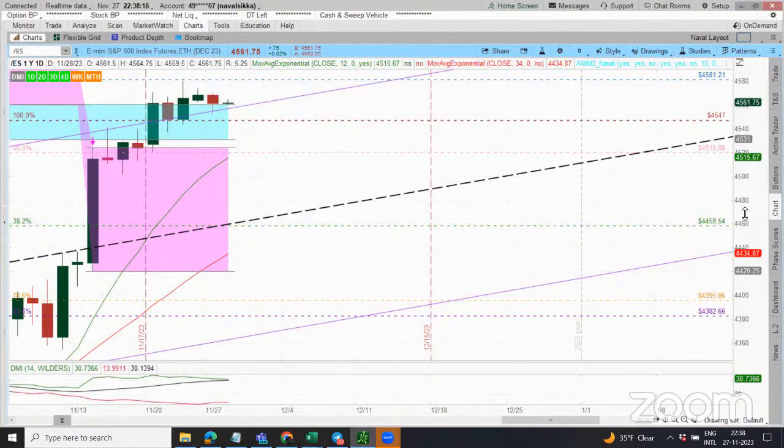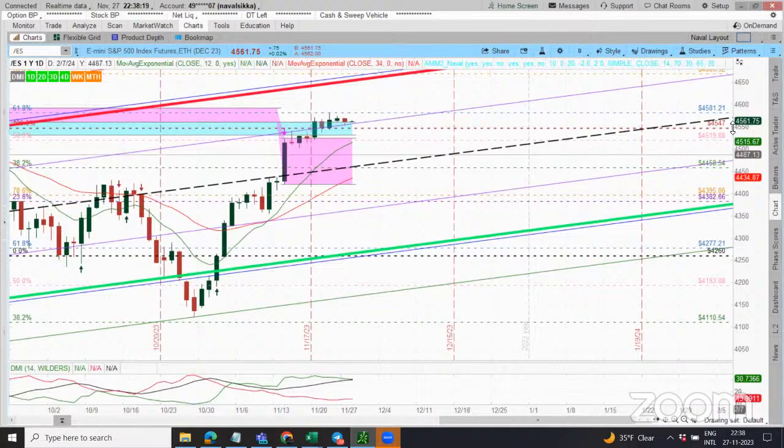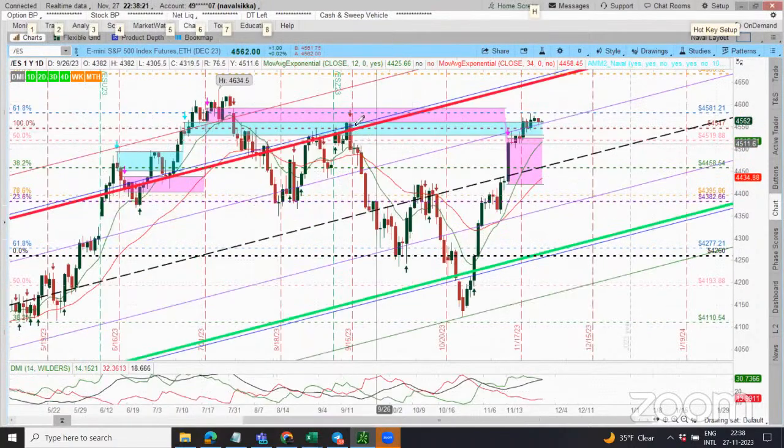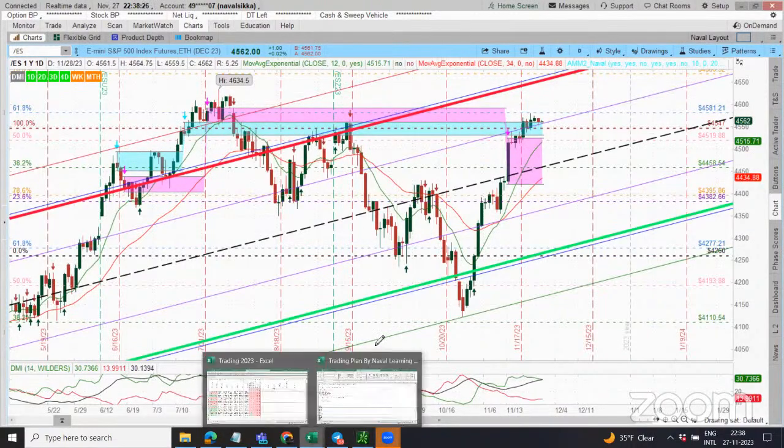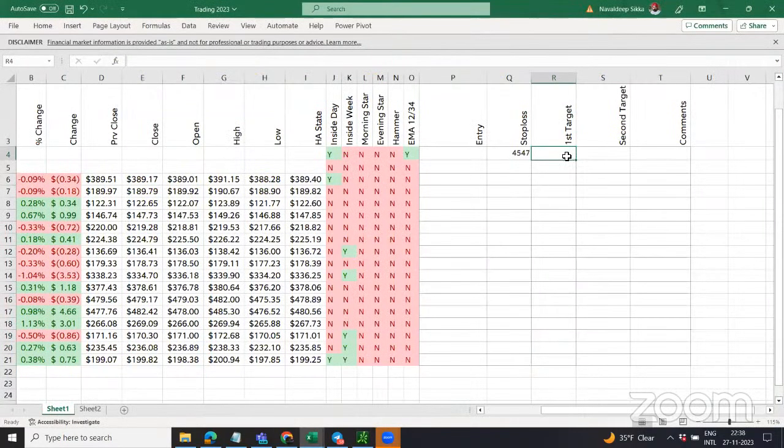And once we clear that, if I go back into the history, I'm looking at 4620. So my first target is 4581, then 4620. And buy near 4550 to 55. If you get into this, I think this will be a good entry.